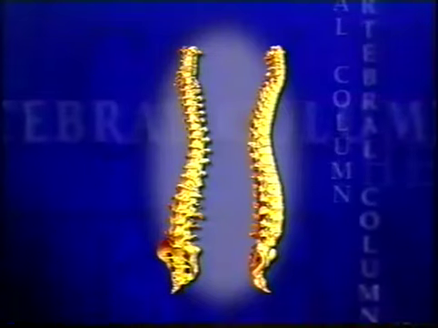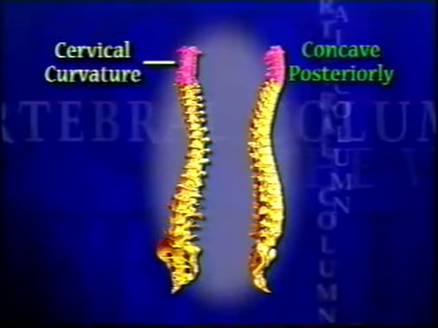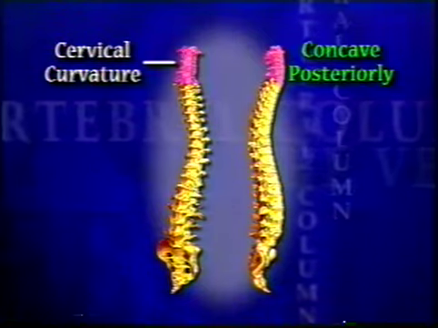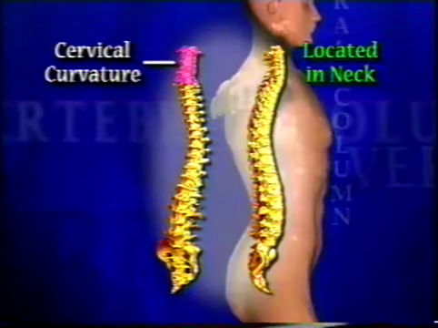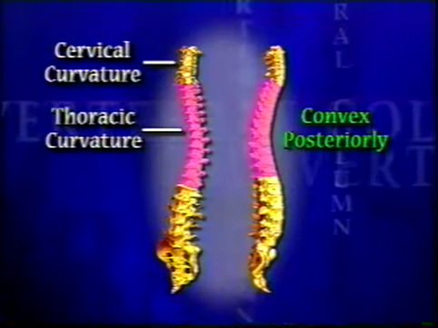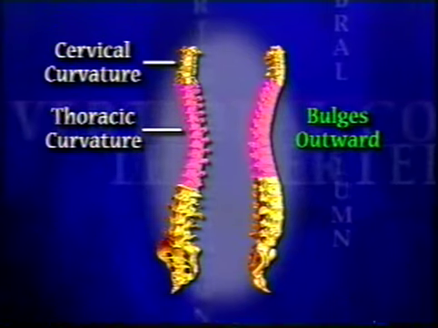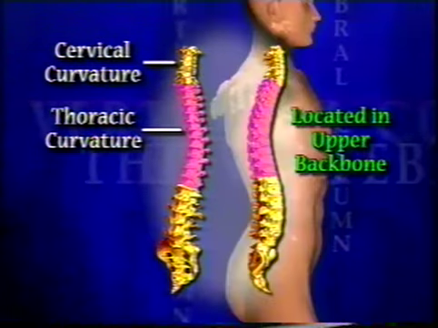The top curvature in the vertebral column is called the cervical curvature. This curvature is concave posteriorly, meaning it caves inward like a spoon. It is located in what we call the neck. The thoracic curvature is convex posteriorly, meaning it bulges outward like an eyeglass lens. This curvature is located in the upper backbone.